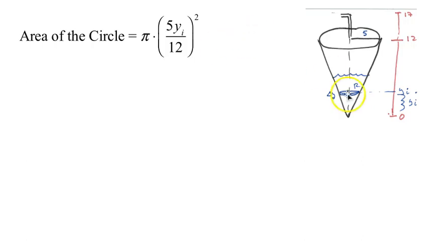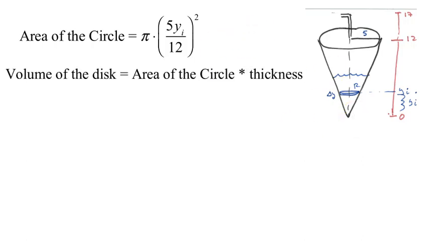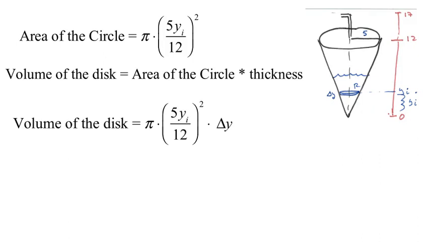So there's our picture again. There's the area of our circle. The volume of the disk, we perceive this as a disk of water. The volume of the disk is the area of the circle times the thickness. The thickness here is change in y. So there's the volume of our disk times the thickness. That gives us the volume.